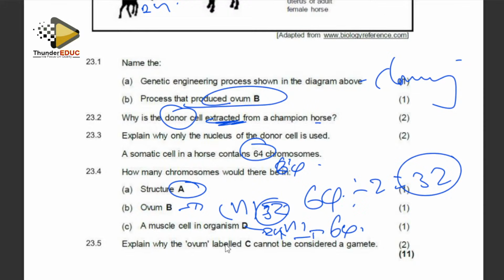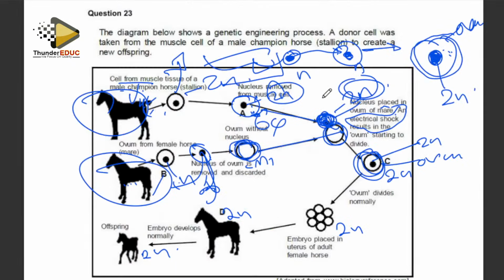Explain why the ovum labeled C cannot be regarded as a gamete. Why is this not regarded as a gamete? Because this thing is 2n, and gametes are always 1n. It's in the diploid state, and gametes are always haploid.